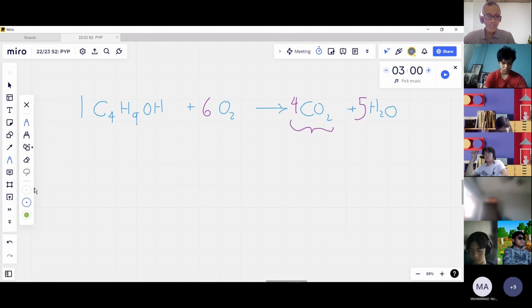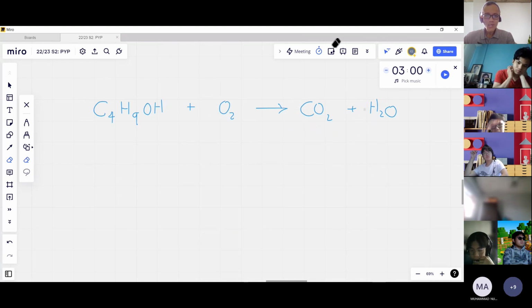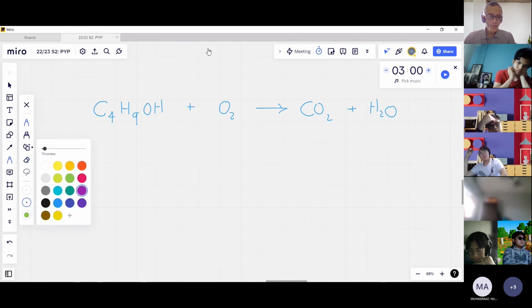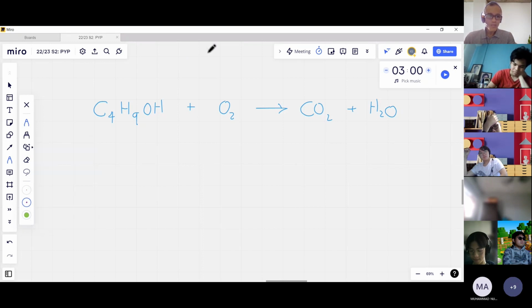Okay, guys, now, let me just quickly run through my method. I'm not going to write down everything. First step, let me balance my carbon. I have 4 here, and CO2, I only have 1. So the obvious thing to do is to multiply by 4 here. Next, I look at hydrogen. Carbon is done. How many do I have over here? 9 plus 1, 10.